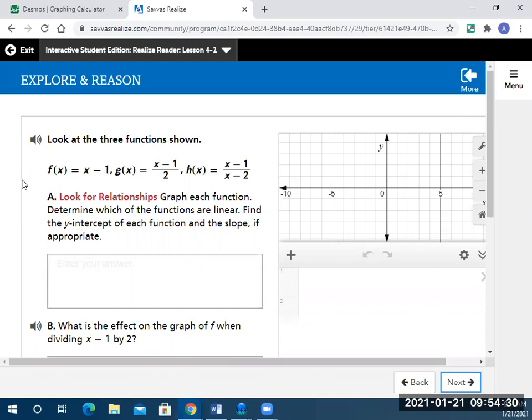What is the y-intercept of that function? -1, right? This is in slope-intercept form, right? So slope-intercept form gives you your slope and your y-intercept on the function. So what is our slope? 1, right? Our slope is 1. What about g of x? Is that a linear function? So graph it and see if it is a linear function.